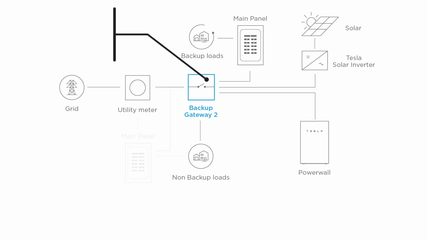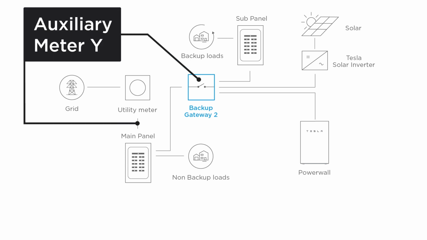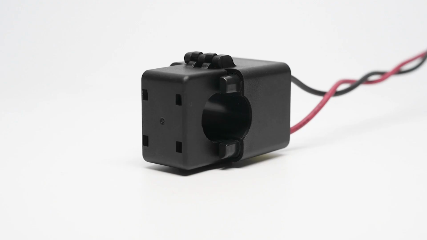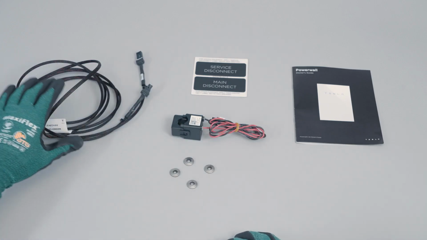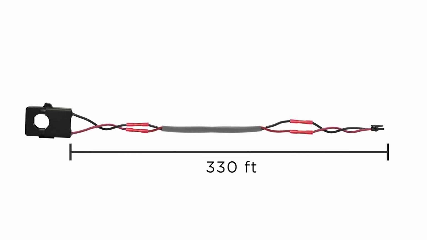If the gateway is installed downstream of an electrical panel with non-backed up loads, these non-backed up loads will need to be monitored with auxiliary meter Y or with a remote Neurio meter. The included auxiliary current transformer is rated up to 100 amps. It can be extended 10 feet by using the included CT extension kit. Alternatively, these CTs can be extended a maximum of 330 feet using a 20-gauge twisted pair 600-volt rated cable.